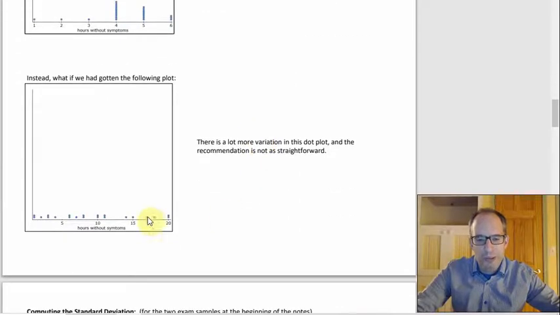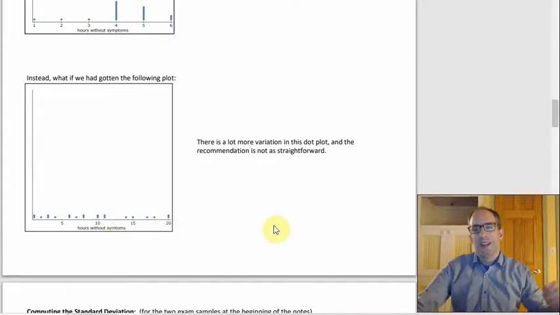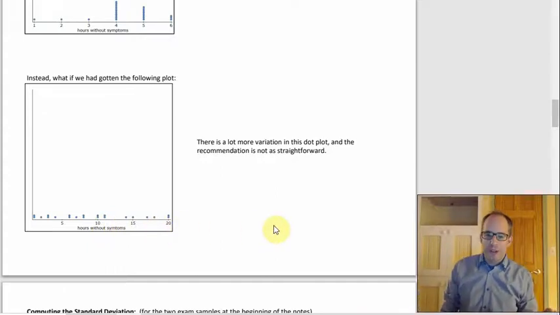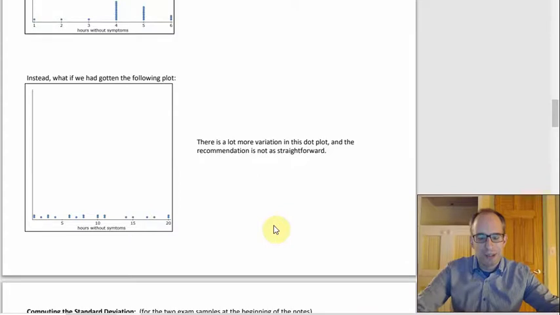But what if we got this one? And notice the scaling is different, right? Like 5, 10, 15, 20. Here, there's a lot more variation in that dot plot. So then, if you were going to give a recommendation, what would it be?